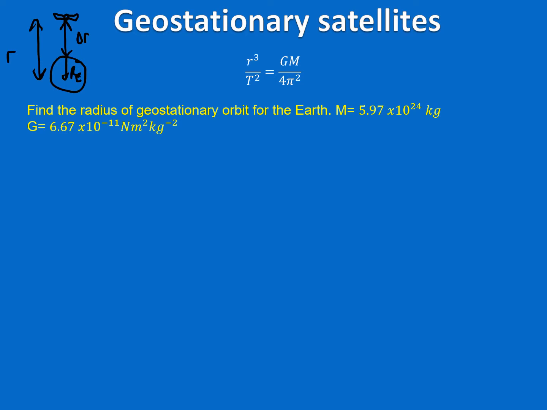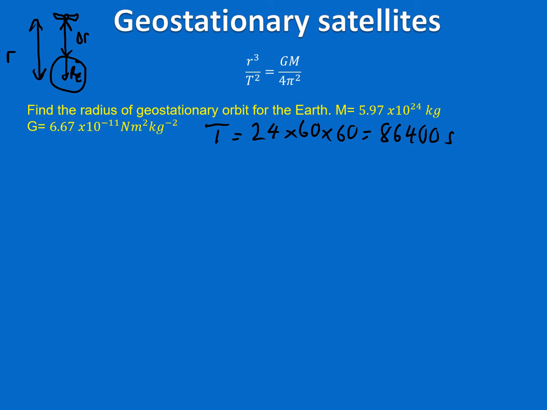Because it's geostationary, it takes 24 hours to complete an orbit, the same time period as the Earth. We need the time period in seconds, so T is 24 hours times 60 minutes times 60 again for the seconds, which gives us 86,400 seconds. So that's the time period.